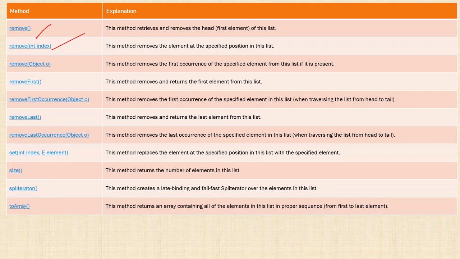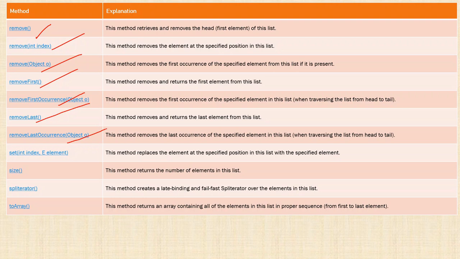Remove by index, so index wise you can remove; by object, object wise you can remove. Remove first, it will remove the first element. And remove first occurrence, so this method removes the first occurrence of the specified element in this list when traversing the list from head to tail. Remove last, so it will remove the last element. Remove last occurrence, so this method removes the last occurrence of the specified element in this list.